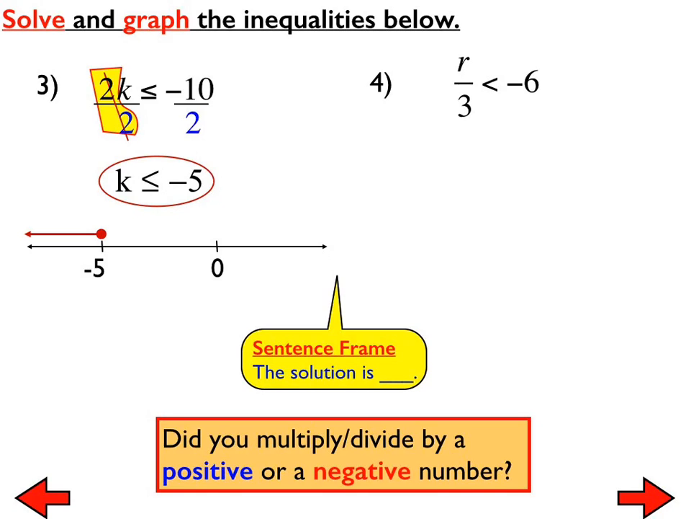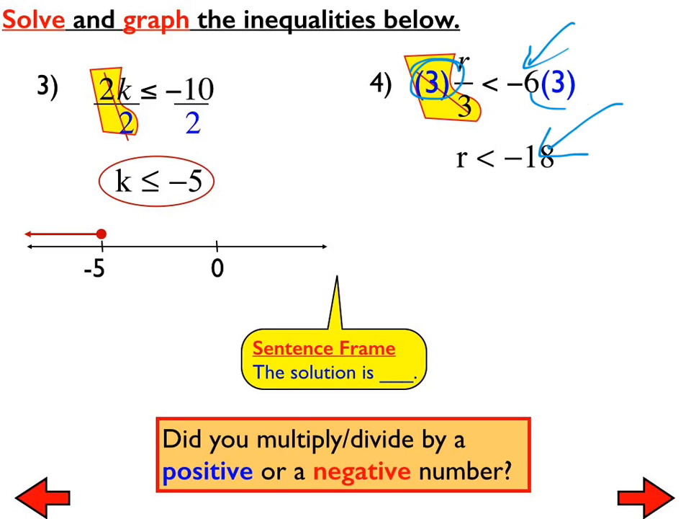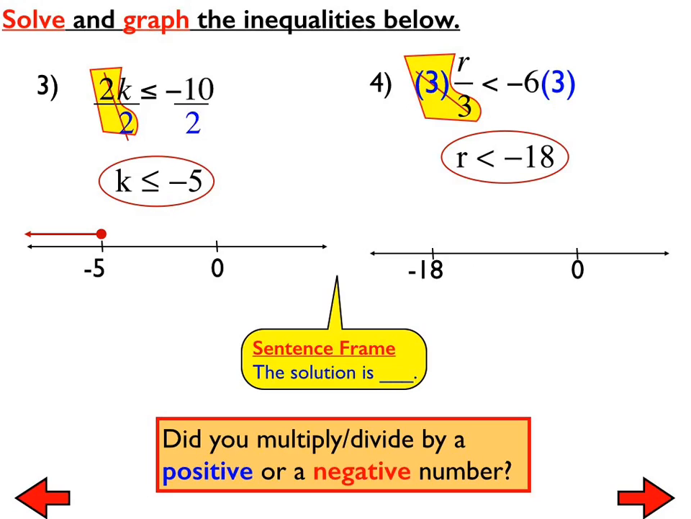Number 4, we have to multiply both sides by a positive 3. Therefore, we do not flip the inequality symbol. We end up with r is less than negative 18 as the solution. Once again, the idea of flipping has nothing to do with whether that's negative. It's what you did right here, which in this case we multiplied by a positive number. So the graph is going to look like this. Open circle over negative 18. All the numbers that are less than negative 18 are to the left of negative 18.